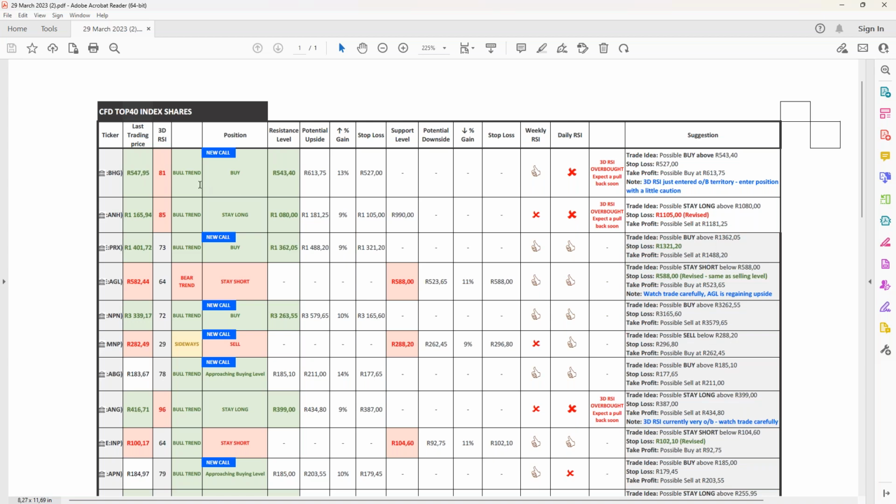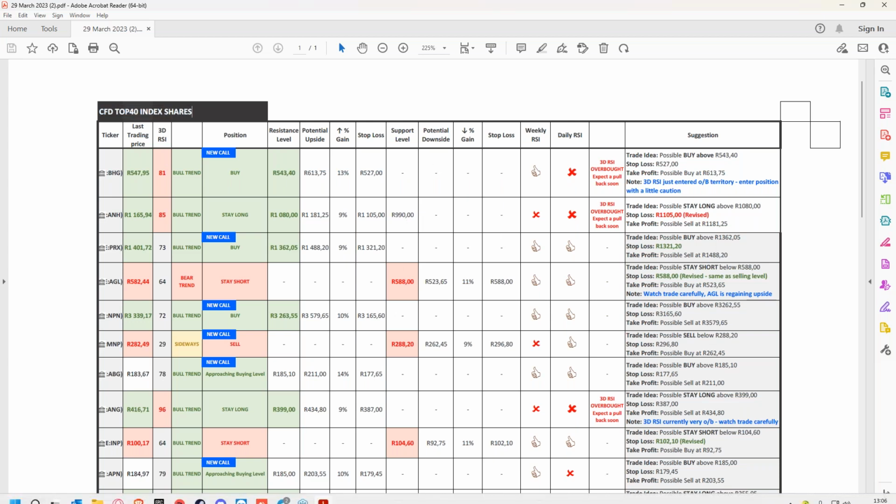Because we've already done most of our analysis on the share, especially when we mention something like the RSI. So it's not only on your potential upside, potential downside, or your support and your resistance levels. It's also about what the RSI is doing. So there's a lot of technical analysis that already went into a share before we put it onto this list. And as I said, keep in mind that it's only on the top 40 index.